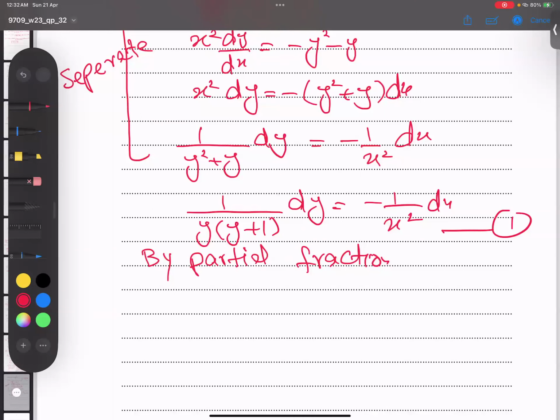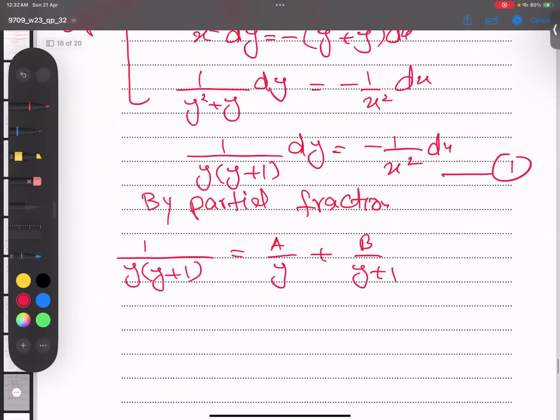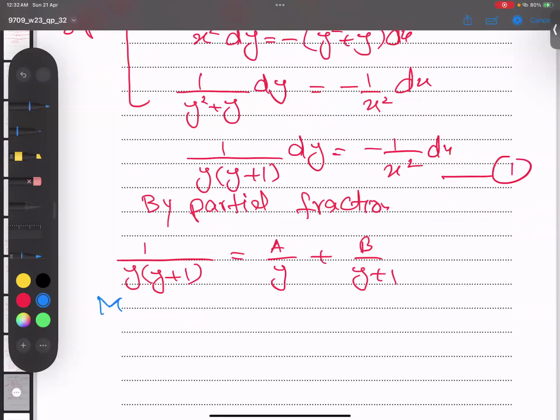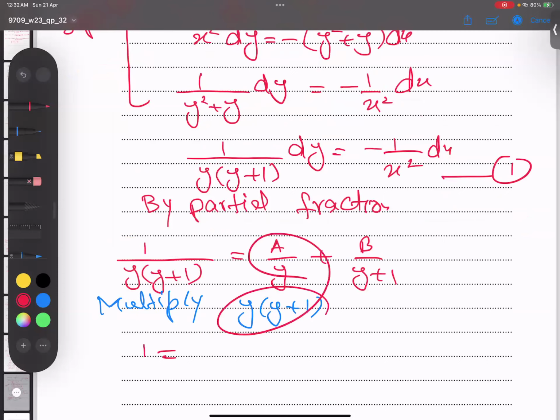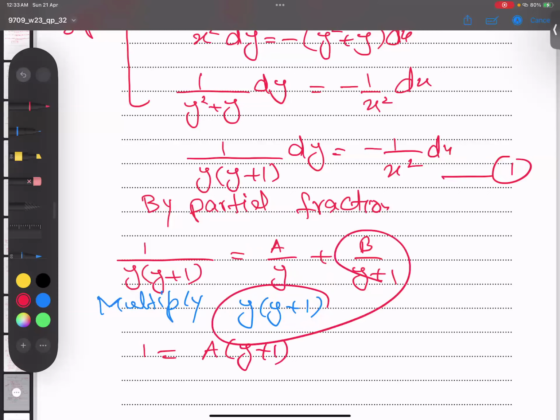Equation number one. I will take the left hand side alone, 1 over y times 2y plus 1 equal to a over the first linear factor plus b over the second linear factor, and multiply the whole equation by the left hand side denominator, y times 2y plus 1. When I multiply here, fully cancel, 1 left. When I multiply here, y cancels, and this is left beside a. When I multiply here, this cancels and y is left beside b.